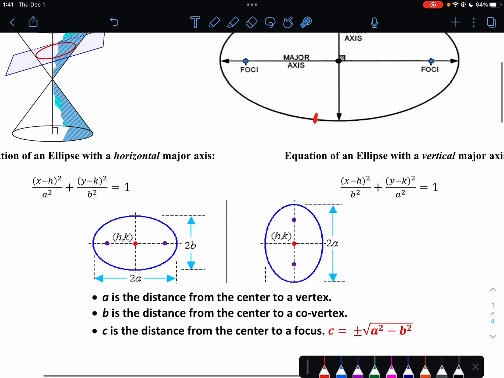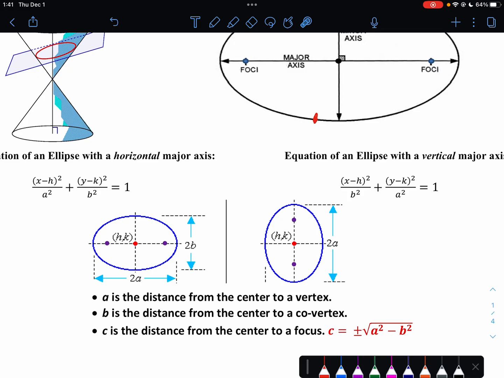What you need to know about an ellipse is that the bigger number is always going to tell you what kind of ellipse it's going to be. If the bigger number is under X, it's a horizontally stretched ellipse. If the bigger number is under Y, it's a vertically stretched ellipse. In order for it to be in standard form, the right side of the equation must equal 1.